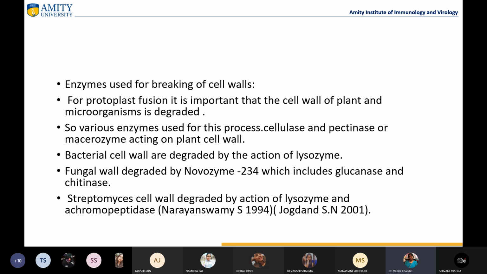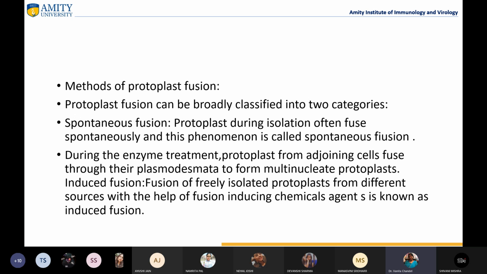Then enzymes are used for breaking of the cell wall. So again, we know that the cell wall of the plant is required to be degraded, so we can use certain enzymes such as bacterial cell walls are degraded by lysozymes, fungal cell walls are degraded by Novozym 234, which includes glucanase and chitinase, and Streptomyces cell walls are degraded by lysozymes and achromopeptidase. So different kinds of enzymes are being used. And the fusion of the protoplast, this we discussed last time also, that it could be the spontaneous fusion, that the protoplasts during isolation often fuse spontaneously without any requirement. This phenomenon is called spontaneous fusion.